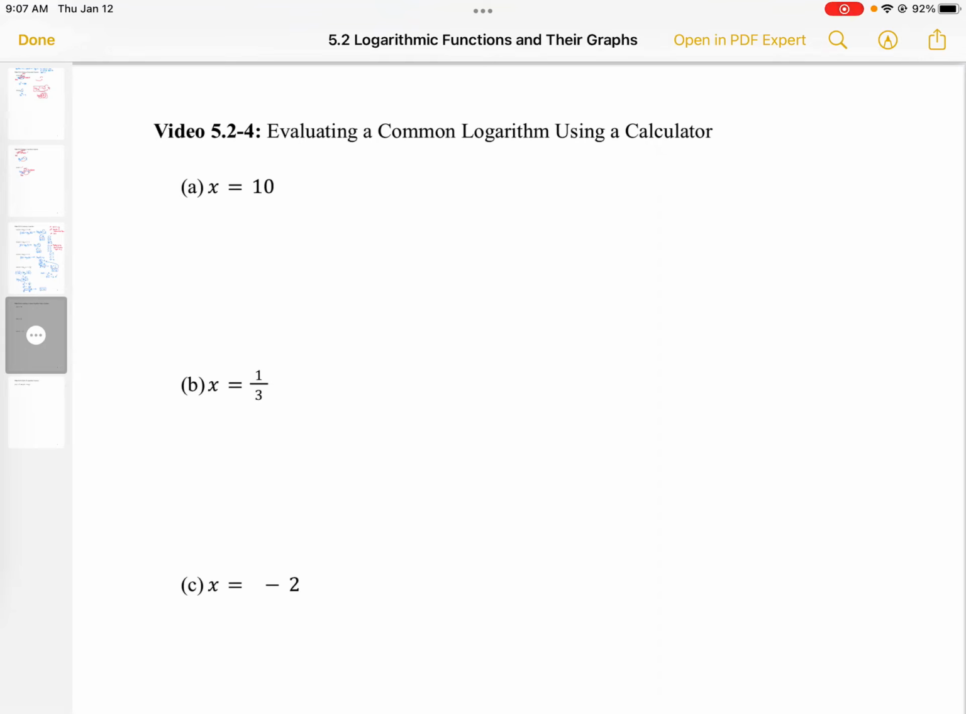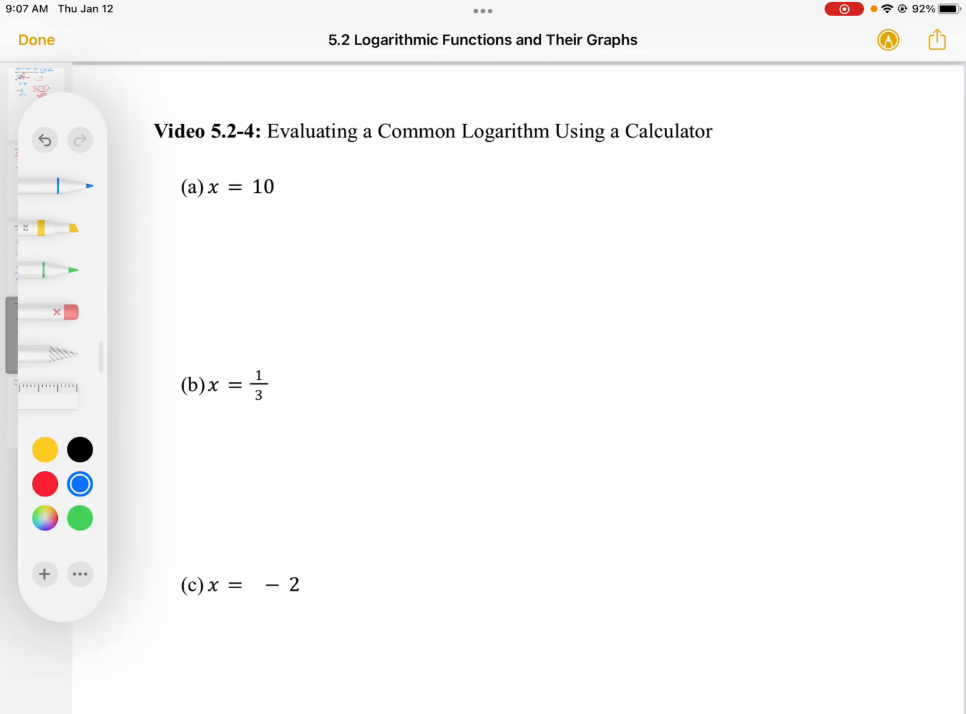In this video, we're going to be evaluating a common logarithm. So, a common logarithm is a logarithm with base 10. What I'm going to show you only works for logarithms with base 10.